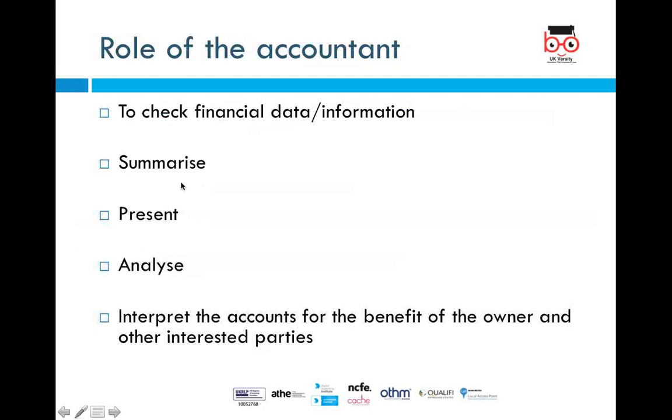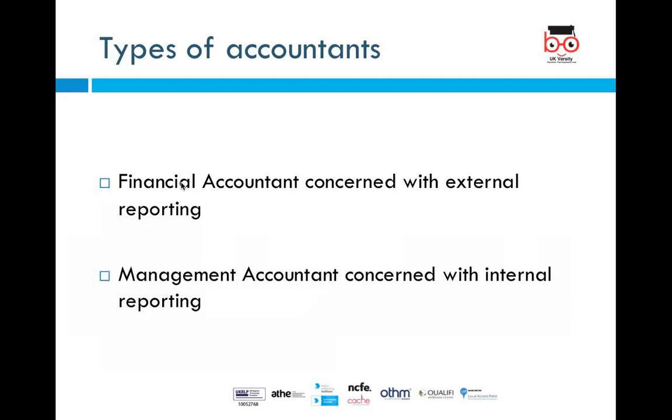And then the accountant, the main accountant in the accounting division, the accounting department. The role of the main accountant is to check the financial data and information, summarize and present the data in a timely manner under the correct head, and analyze the data and interpret the different kinds of accounts for the benefit of the owner of the business and the interested parties.